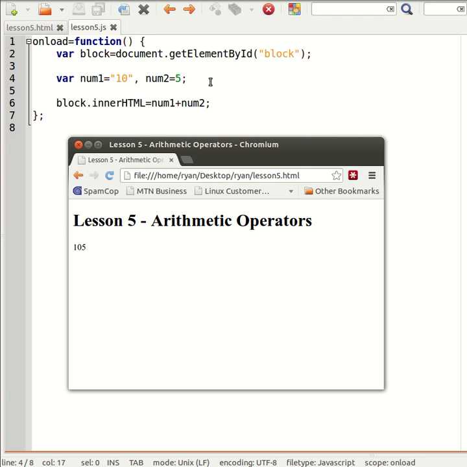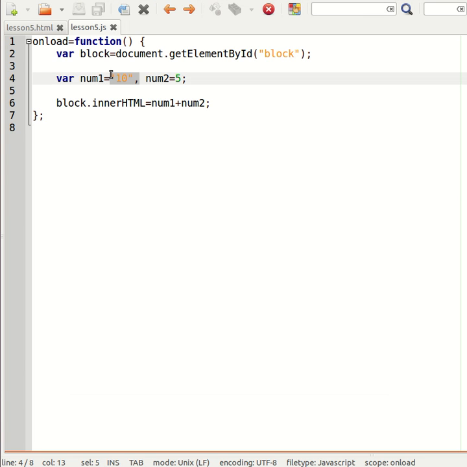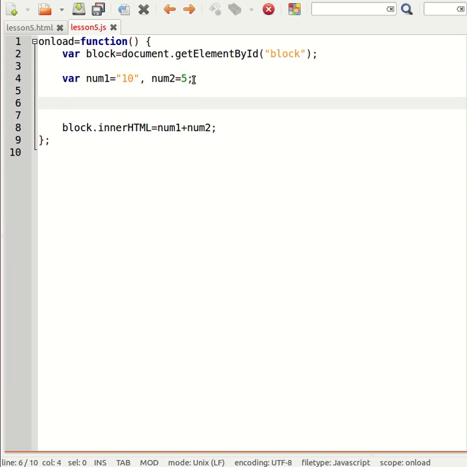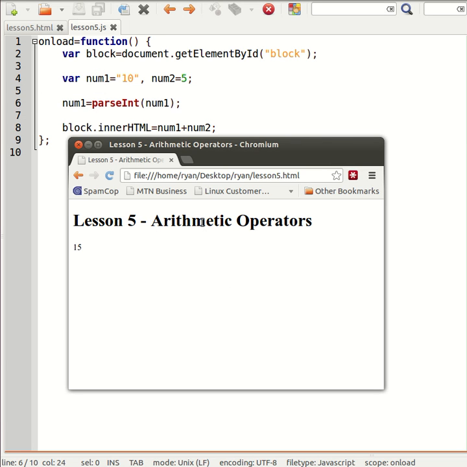In some cases in JavaScript you have no choice but to work with a string. For example, if you're working with a form and you retrieve a value from a form, it always comes back as a string. So if you wanted to do a calculation with that value, you would need to convert it to an integer first. And the way we do that is we use a built-in function in JavaScript called parseInt. Okay, so that string has now been converted to an integer.